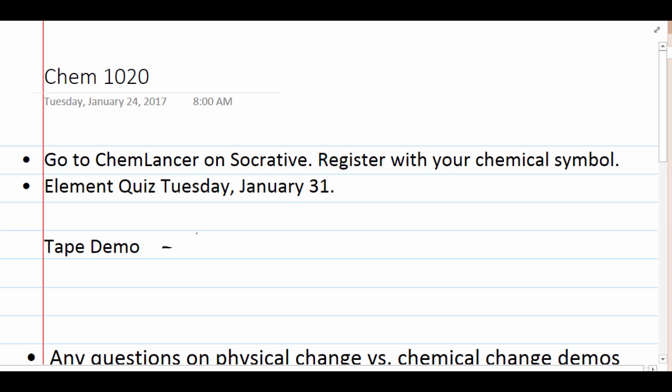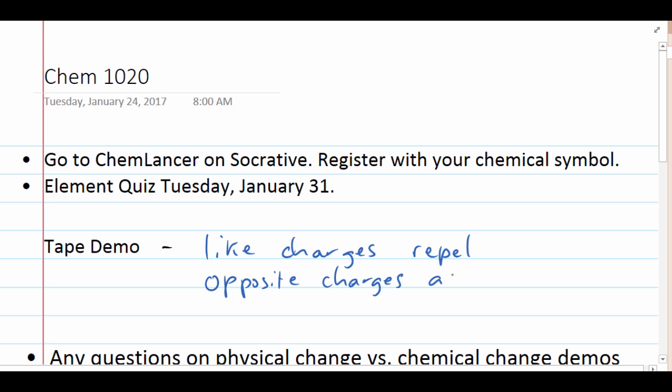But let's just do a quick review here. What do like charges do? They repel. And what do opposite charges do? Attract. They will attract. So like charges repel, opposite charges attract. And so this is kind of the first lesson then on charge interaction that we'll be using through part of our lecture today and part of it on Thursday.